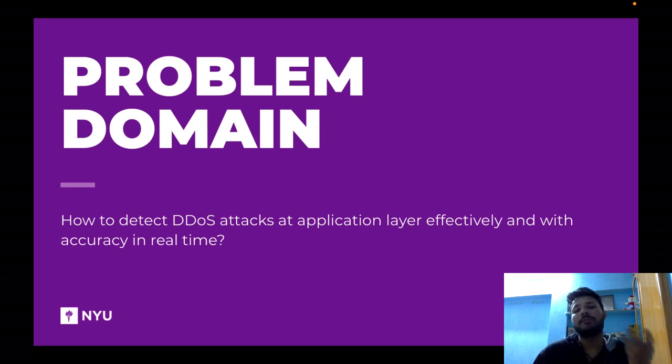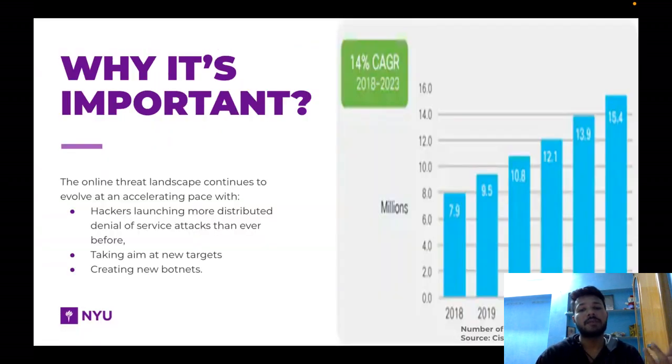But why is this problem important to solve? There should be some motivation behind that. So let's take a look at some facts that we have gathered from different websites. On the right hand side, as you can see, there is a chart. It's a part of the Cisco annual report, and this chart shows the number of DDoS attacks that we have seen in multiple years. If you observe the chart, you will see the number of DDoS attacks is increasing per year, which means at the end it is increasing the attack surface.